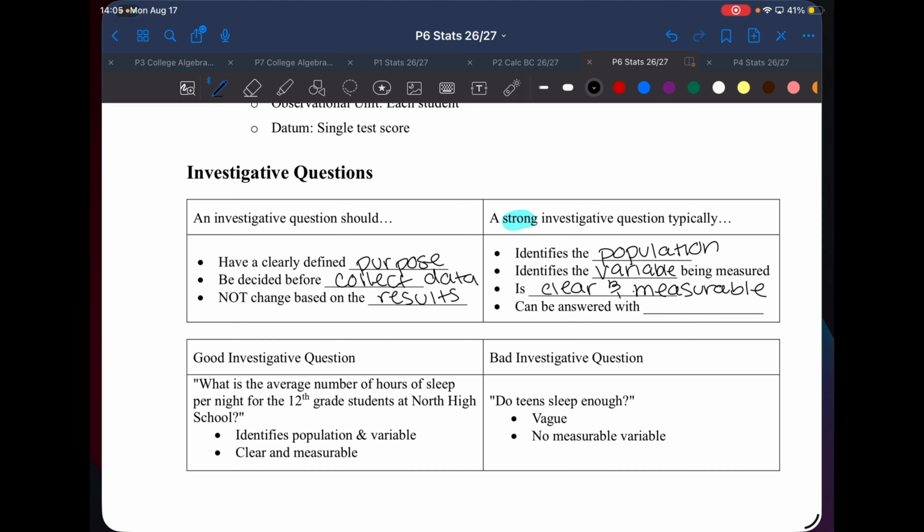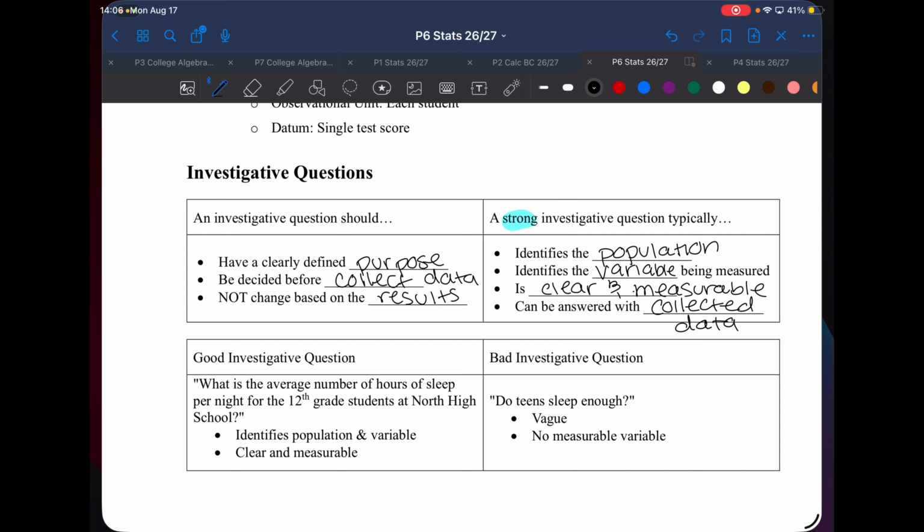Okay, and then it has to be answered with collected data. So you can't just answer an investigative question if you have no data to back it up. Okay, just like you can't prove or disprove a hypothesis without doing the same. So it gives us two examples here. It gives us an example of a good one and a bad one. So let's start with the bad one. So a bad investigative question.